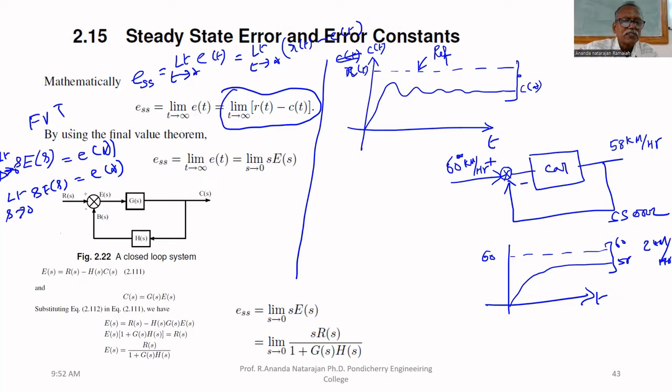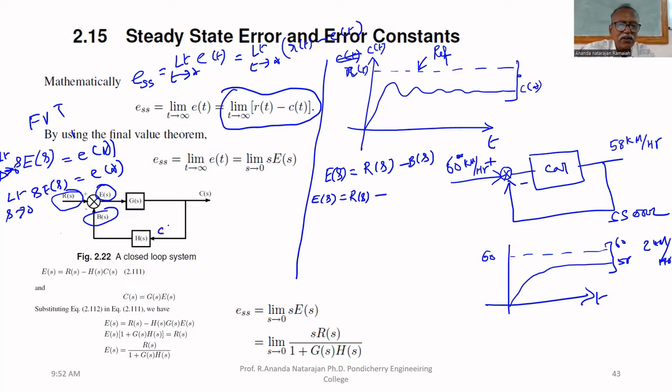Now we have to find E of S. What is E of S? E of S equal to R of S minus B of S, because R of S is the reference. What is feedback? Feedback is B of S. E of S also equal to R of S minus B of S.